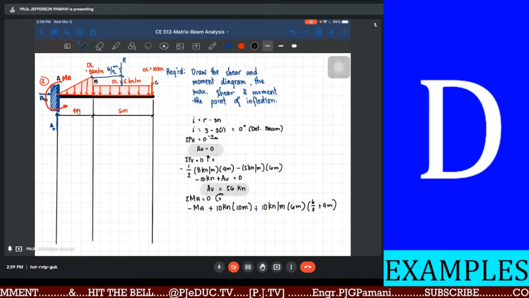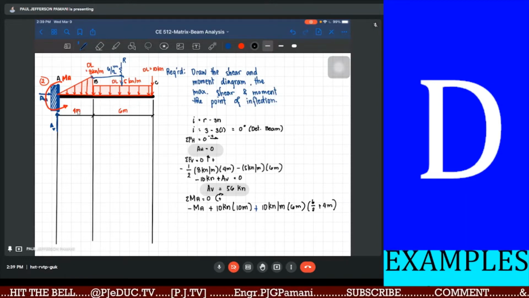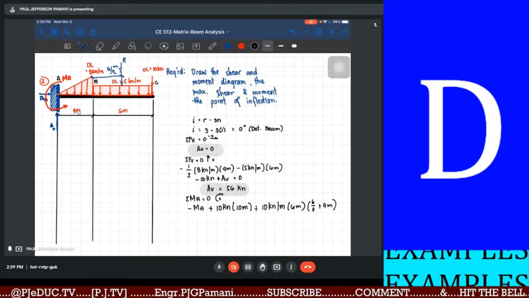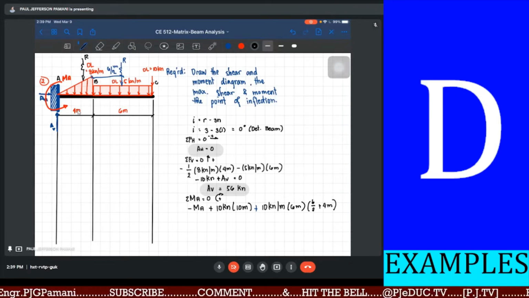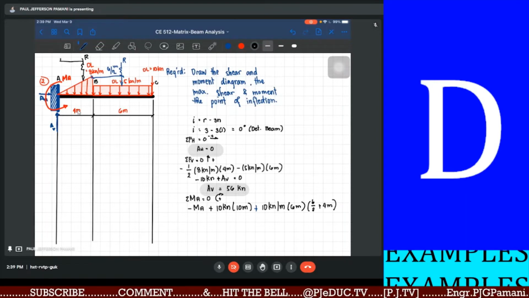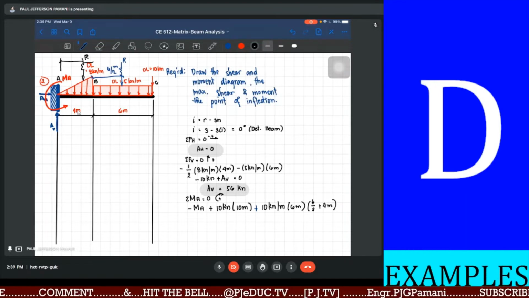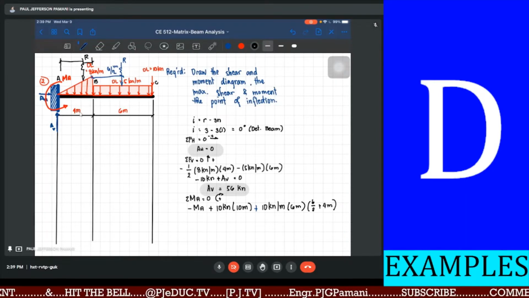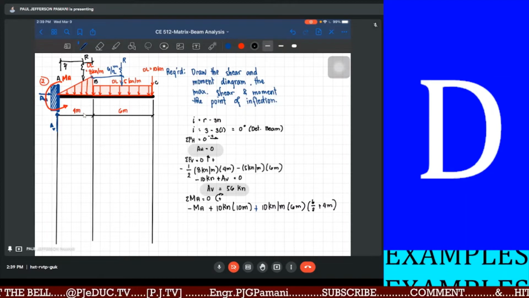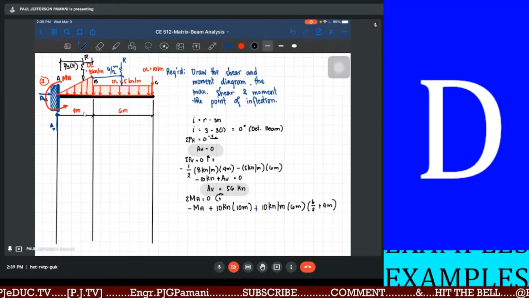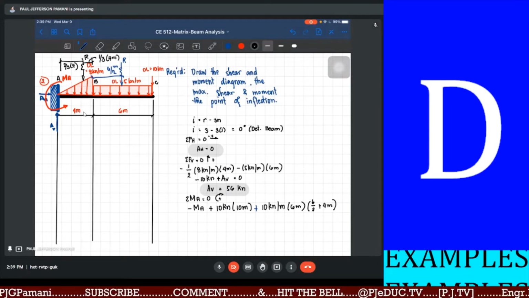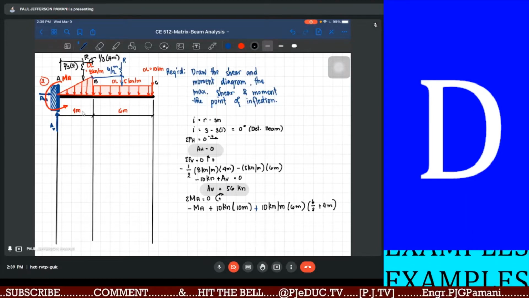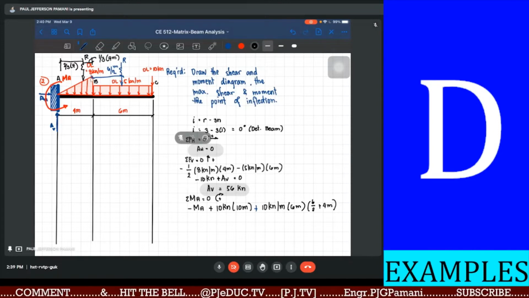And next one will be your varying load. With your varying load, the location of your resultant is 2/3 from the point of zero slope and 1/3 to the maximum point. So we have 2/3 of 4 meters, and this one is 1/3 of 4 meters. Okay?